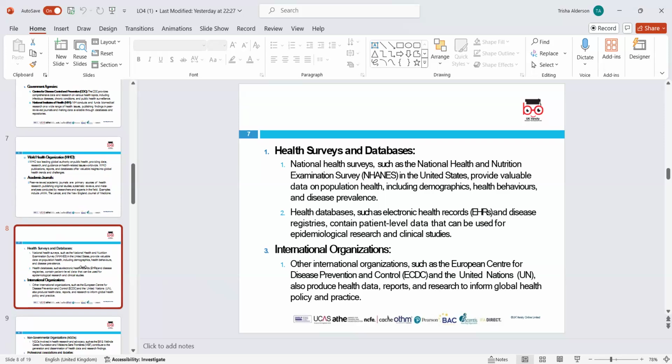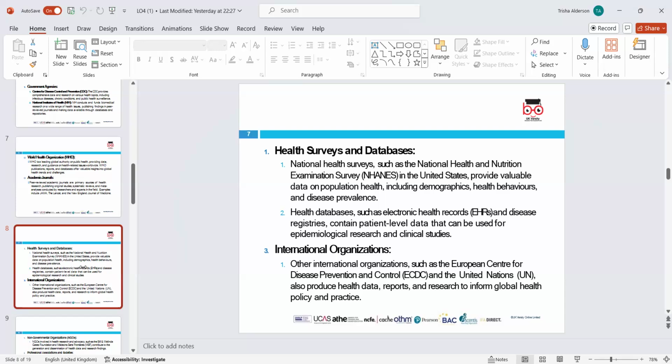We've got health databases, such as electronic health records and disease registries. When people have infectious diseases especially, they need to be registered so people know what's going on in different areas, and they hope that they can contain them. These health databases contain patient-level data that can be used for epidemiological research and also clinical studies. So the information is available on these databases without actually going out and speaking to different people about them, so long as people give their consent to share their information.